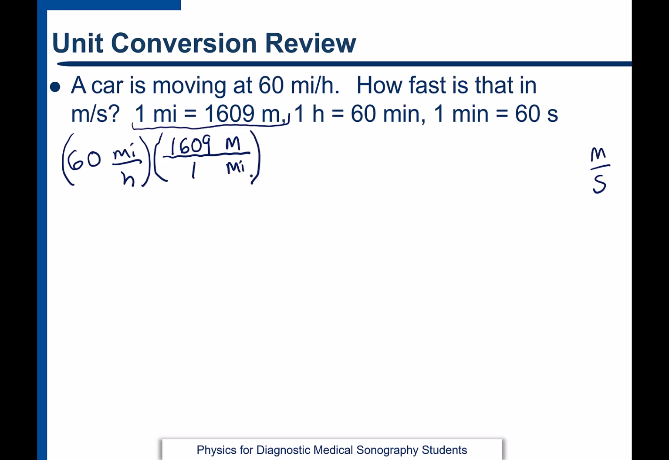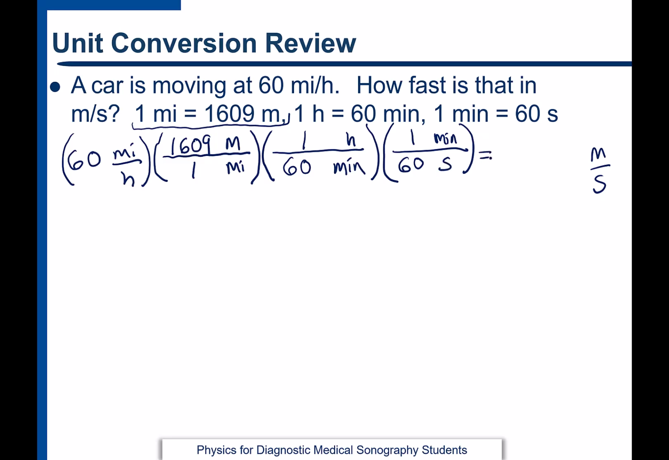Now I'm going to keep going here because I can do multiple conversions at the same time. I want to end up with seconds in the denominator, but right now I have hours. So I know I need to get hours up here in the numerator so that they will cancel. And I have that 1 hour is 60 minutes. But then I've got to do the same thing to turn minutes into seconds. So I know that 1 minute is the same as 60 seconds.